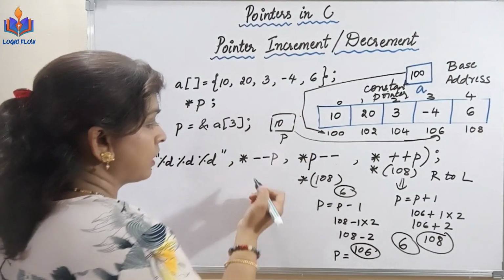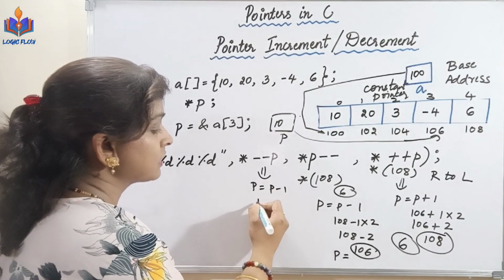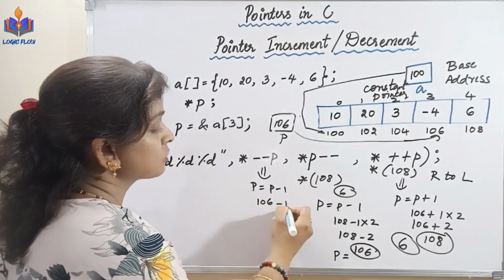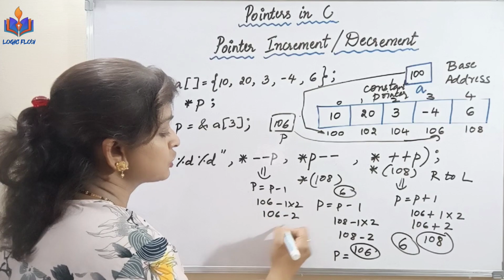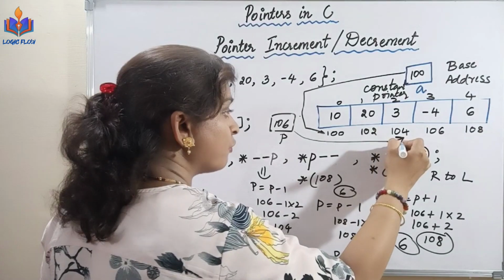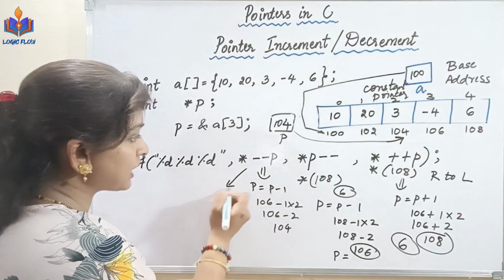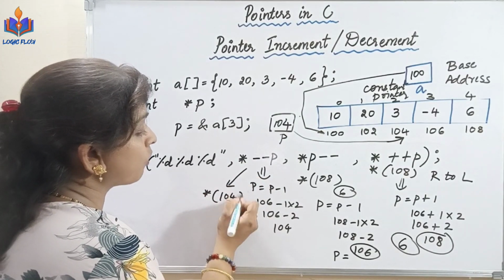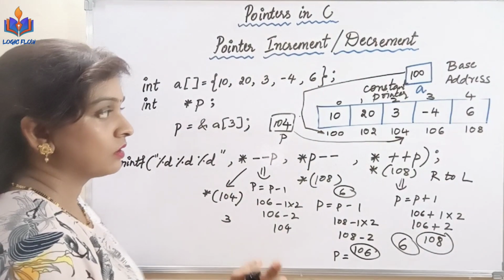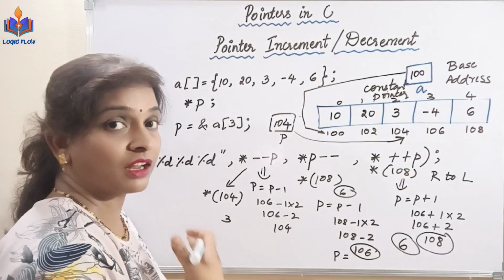Now minus minus p is p equal to p minus 1. Again p is how much? It was 106 minus 1 into 2. So 106 minus 2, it is 104. So it is going to point to 104. So the new value for the pointer is 104. So here it means to say asterisk 104. Value at 104, it is 3. So for this line, hope you have understood this prefix and postfix, increment and decrement in one line.